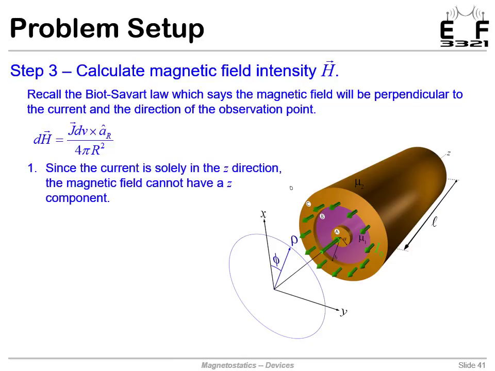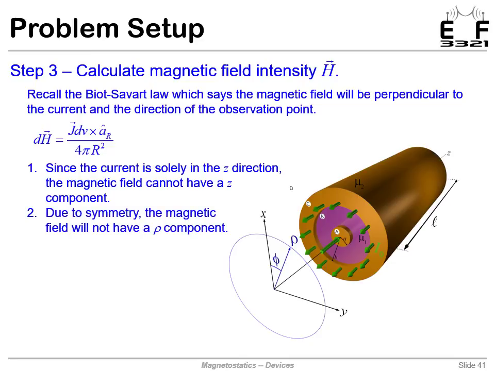So we have some conclusions. Our current in this case is completely in the z direction, running in the length of the coax. Well, since our magnetic field is calculated from a cross product involving current, it has to be perpendicular to the current. So we conclude that it has no z component from that. The next thing, and we've seen this in previous examples, we know that it won't have a rho component either, because they will end up canceling as we integrate around a circle. So no z component, no rho component, we only have a phi component left.